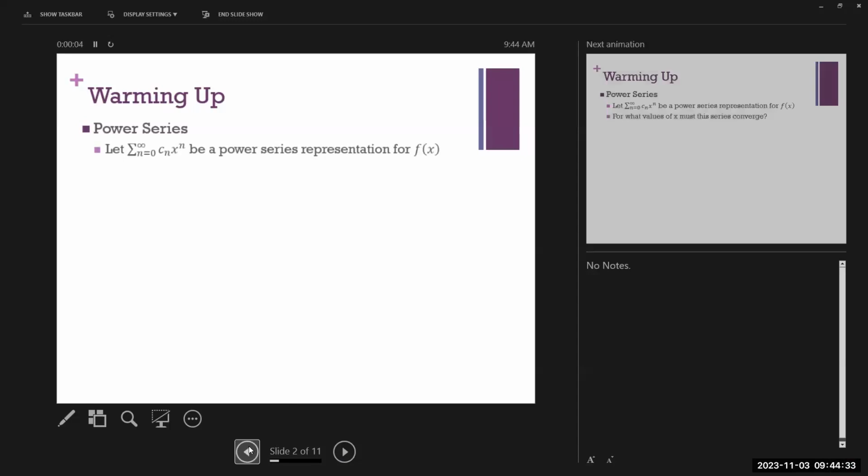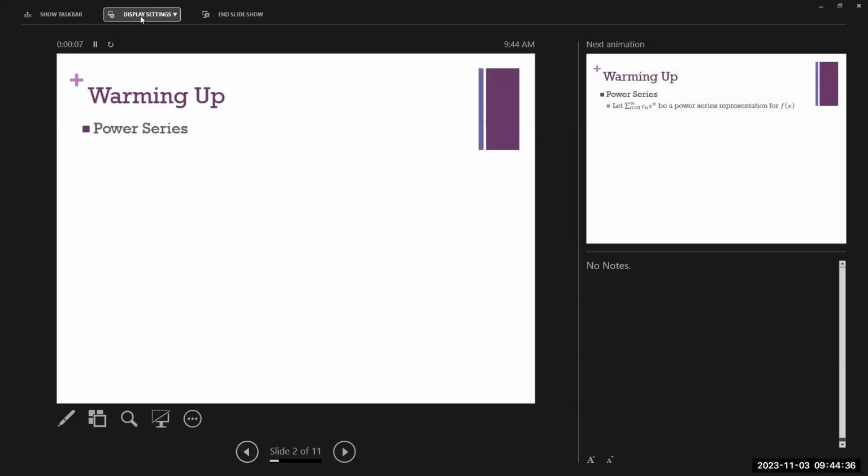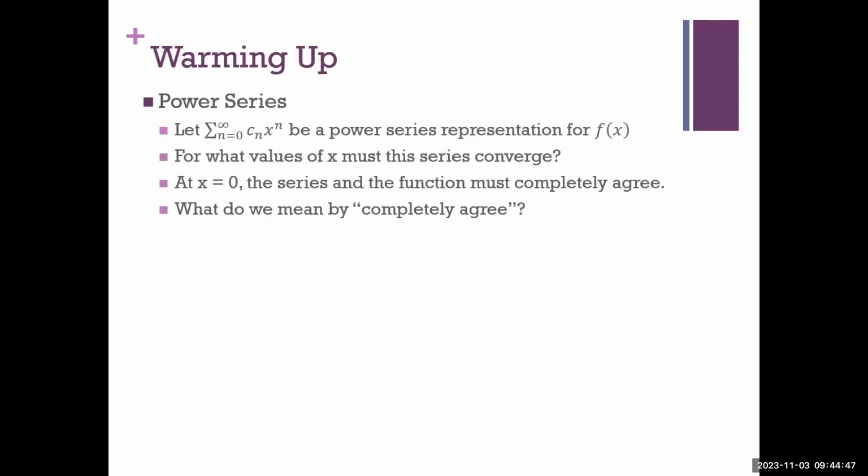So here's the rationale behind what we're doing with Taylor series. We want a function, which might not be a polynomial, and the power series representation of it to completely agree. That's an intentionally vague term. What does it mean for two things to completely agree?